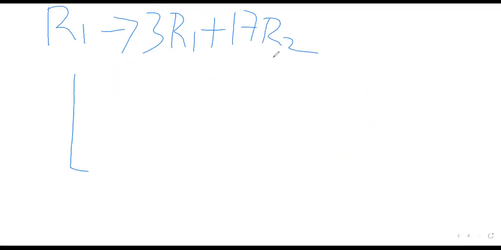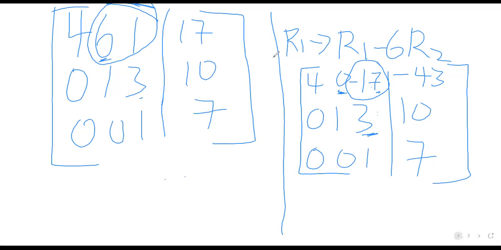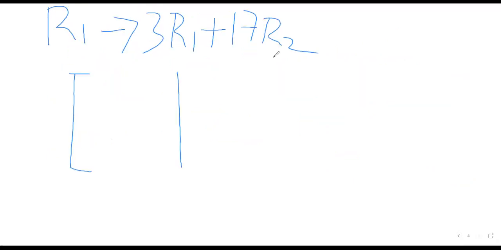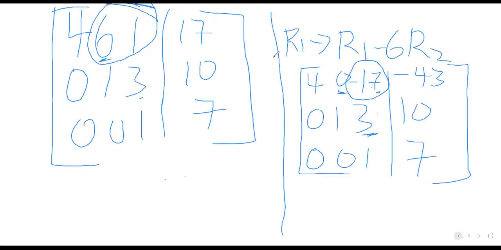So let's quickly write row 1 and row 2 down. 0, 0, 1, and then 0, 1, 3, and then 17.